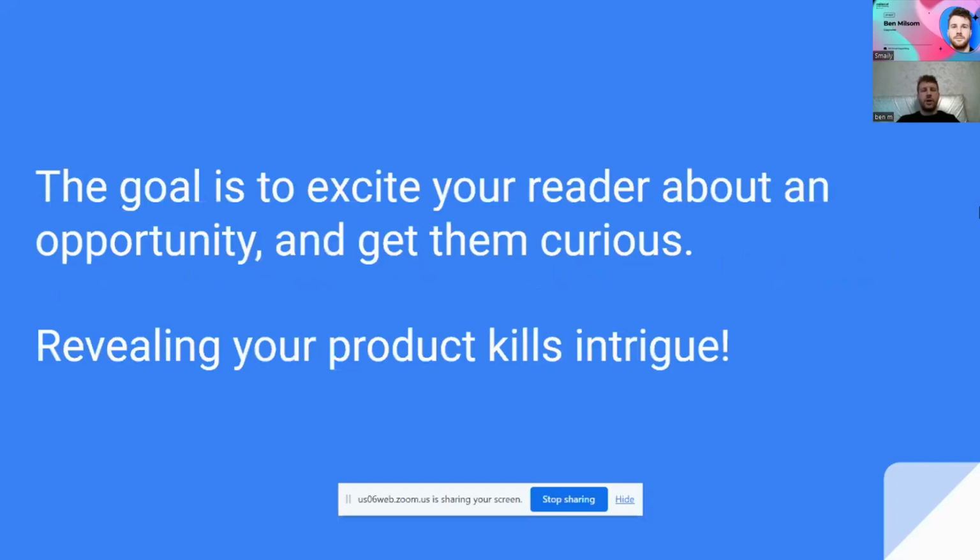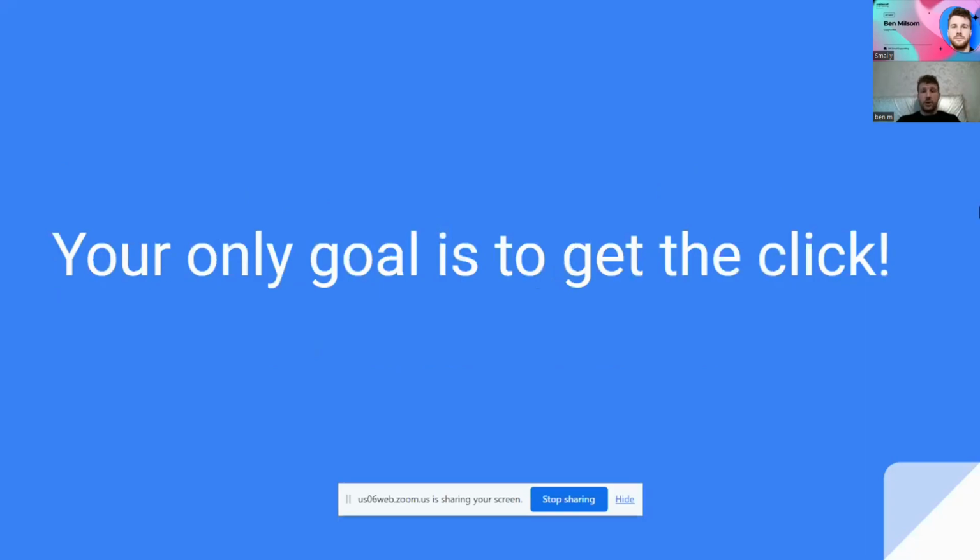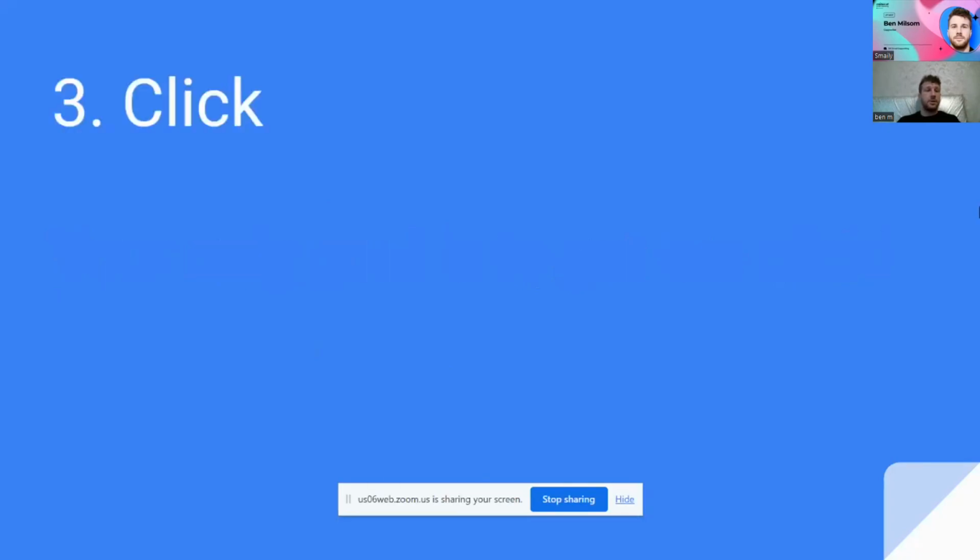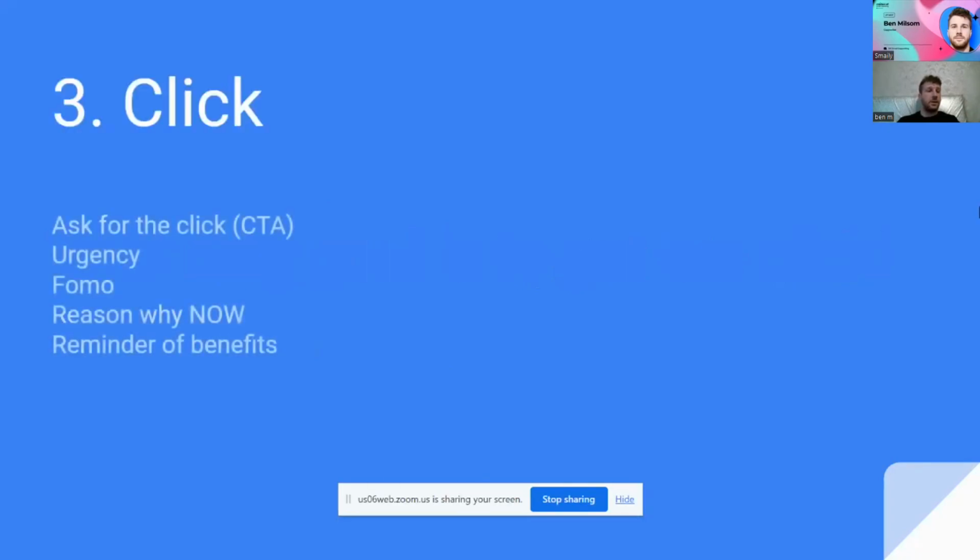So yeah, with intrigue, the goal is to excite your reader about an opportunity and get them curious. And revealing your product kills that intrigue. So it's important not to reveal it, and your only goal is to get the click, nothing else. So that's important to remember. So as long as you don't use clickbait, that's all that matters. Just get the click. So yeah, as I say, click is number 3.